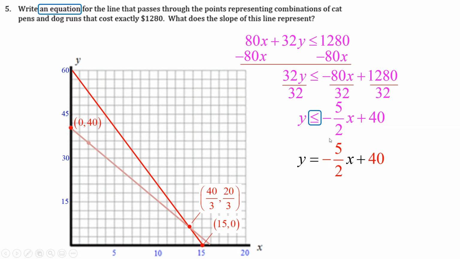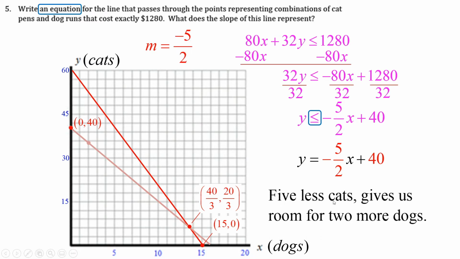And notice how I put the slope in red and the y-intercept in red? So we can go a little farther. What does the slope of this line represent? Well, I am rising -5 and I'm running 2. Now, the rise, that's y, those are cats, the x's are dogs, right? So x dogs, y cats, and this implies the slope, if I have 5 less cats, I can have 2 more dogs. So m equals -5/2. 5 less cats gives us room for 2 more dogs.